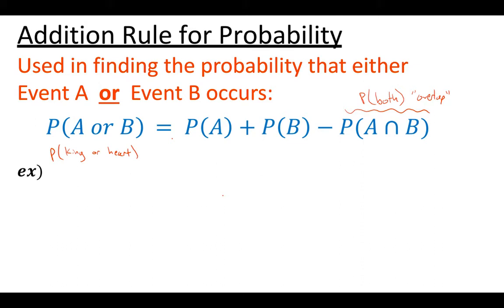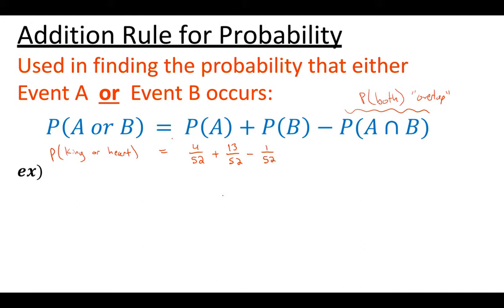Well, the probability of a king in a deck of cards is 4 kings out of 52 cards, plus the probability of a heart. Well, there are 13 hearts, so plus 13 out of 52. So that's like our probability of A plus our probability of B. But then we have to subtract out the overlap. So we think, well, is there any card in the deck that is both a king and a heart? And yeah, there is one. There is 1 king of hearts. So we're going to subtract out that overlap.